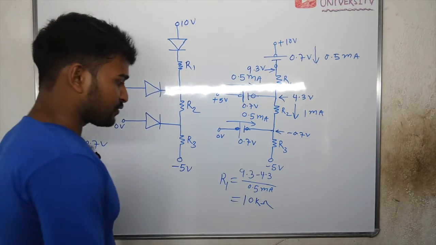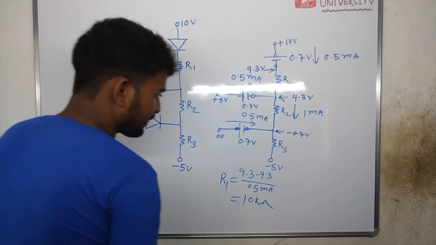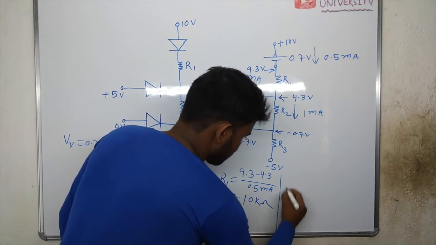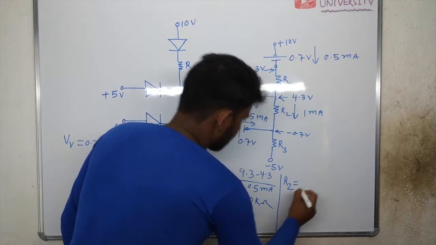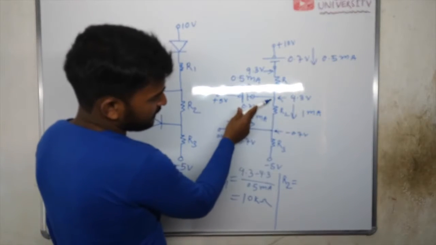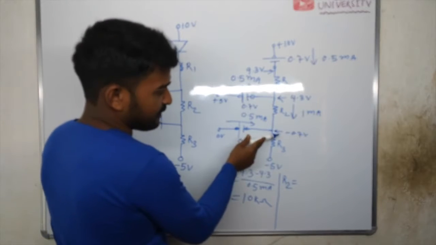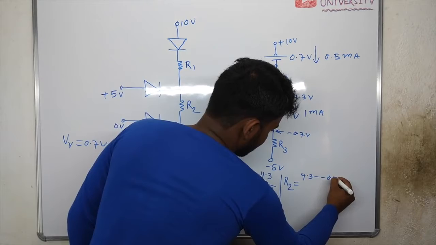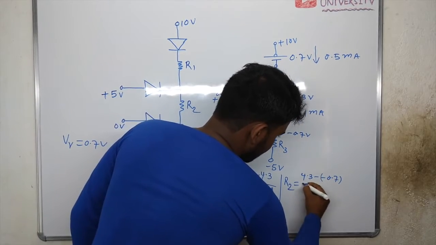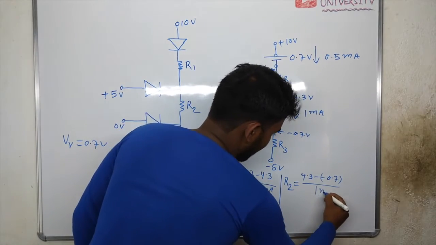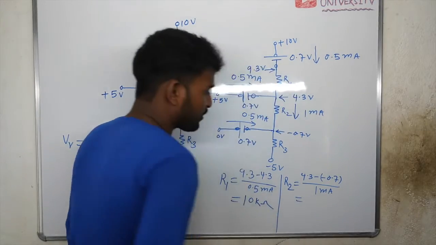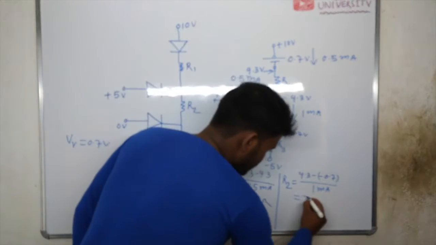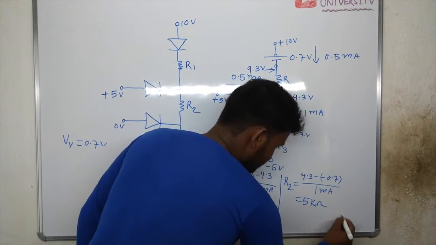So how to get the R2 value? R2 will be this 4.3 minus of minus 0.7, divided by the current, 1 milliampere. So how much will it be? 4.3 plus 0.7, that is 5. 5 by 1, that is 5 kilo ohm. So the R2 value is 5 kilo ohm.